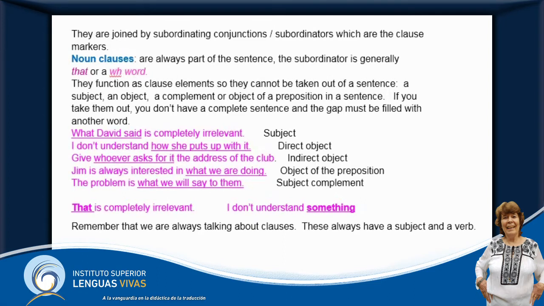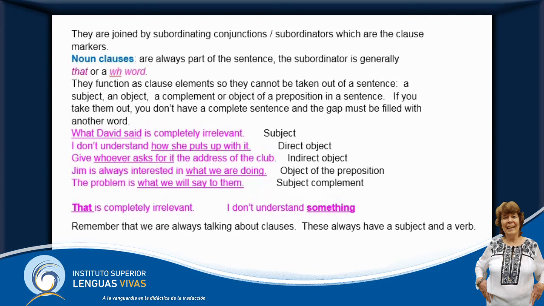Noun clauses are always part of the sentence. The subordinator is generally that or a WH word. These clauses cannot be taken out of the sentence because if they are taken out, you don't have a sentence. They are functioning as clause elements. So, at the beginning, the first example that you have, what David said is completely irrelevant. The subject of that sentence is what David said.